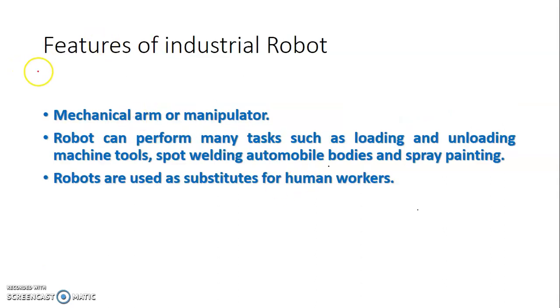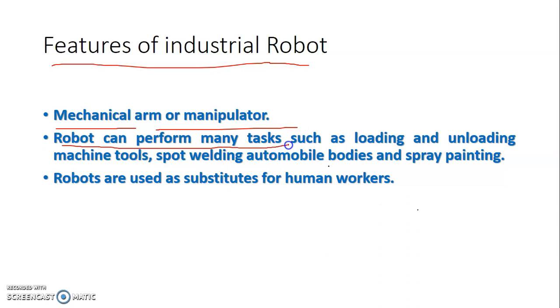So what are all the features of an industrial robot? Here the industrial robot has a mechanical arm or manipulator, and the robot can perform many tasks such as loading and unloading machine tools, spot welding of automobile bodies, and spray painting. In industries, it can load the workpiece into the machine to do the machining processes, and after completion of machining, it can unload the workpieces. That is also one of the tasks.